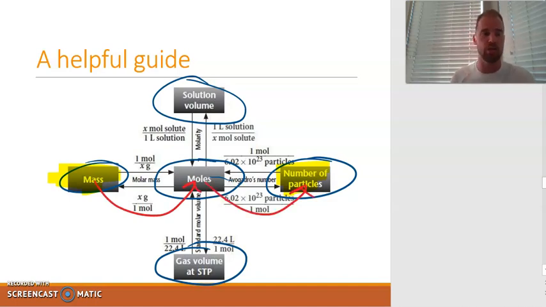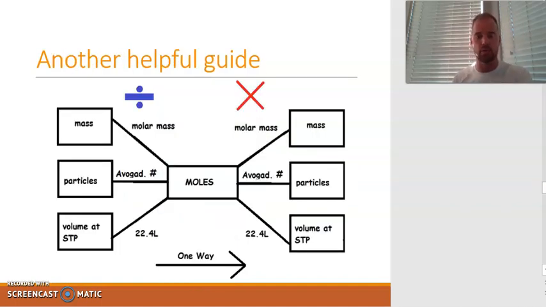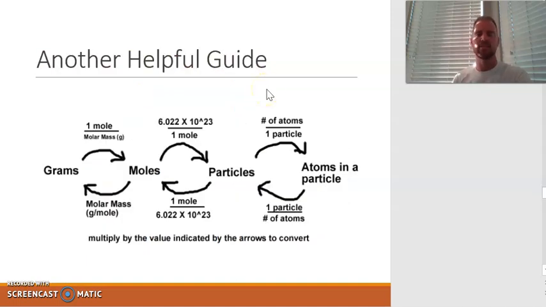I will show you how to use this helpful guide. Another helpful guide is this one right here. Notice that you can use this to help you figure out what do I divide by and multiply by. And then finally, this is the one that's in your notes. To be honest, any of those guides will help, but to be clear, you want to make sure you can do these problems without the guide. The guide is there just to help you get started. You should get to a point where you can get the mole conversions done on your own.